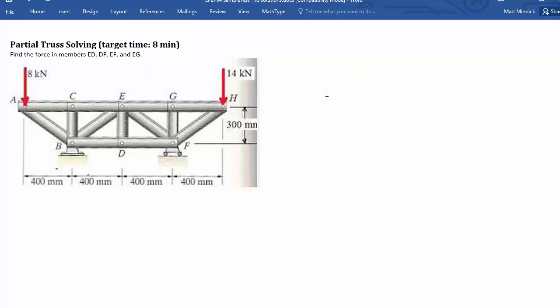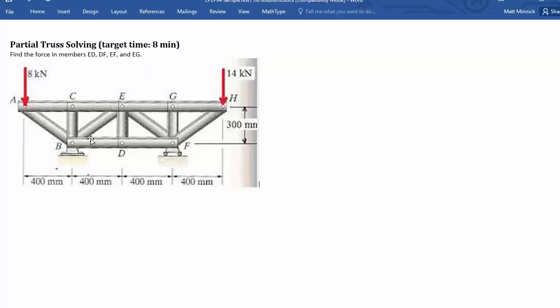So first up is a question from the 2015 first sample test, and this is a partial truss solving question. It asks us to find the force in members ED, DF, EF, and EG. Now the standard way to do this, if you don't need the whole truss, you just need these sorts of things, is to use the method of section. So we're going to do that, and we're also going to analyze this with the method of joints a little bit to show what that would be like.